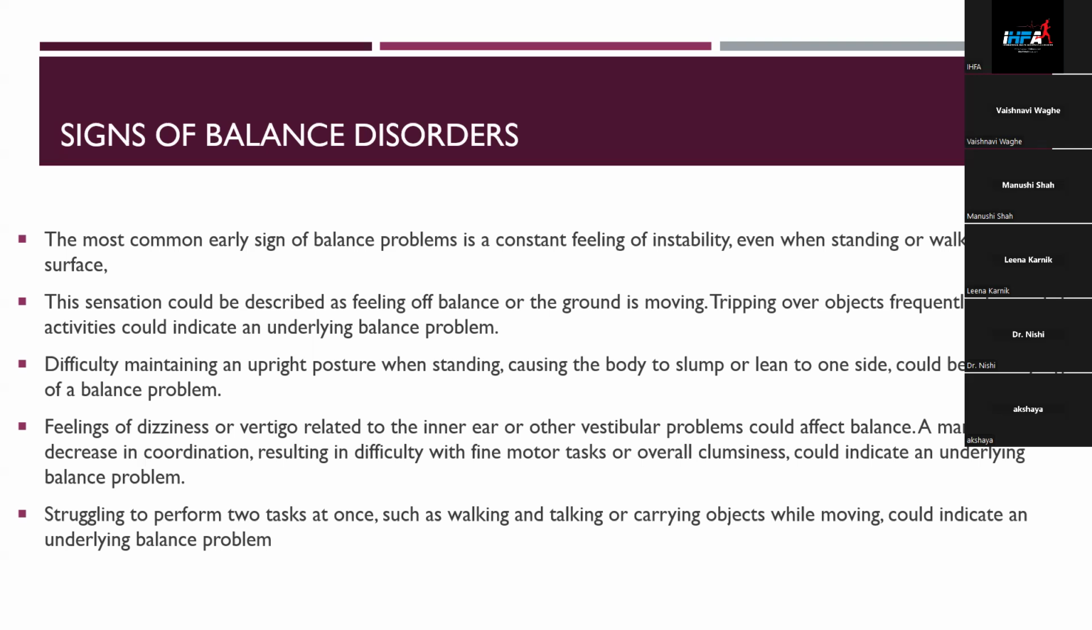Feeling dizzy, which could be because of vertigo, and clumsiness at work, and struggling to perform 2 to 3 tasks at the same time. So these are the signs of balance disorders which you have to see in the patient. Second, you have to ask in the history. Third, you have to assess every joint to find the impairment, and then only go ahead with the treatment. Clear?